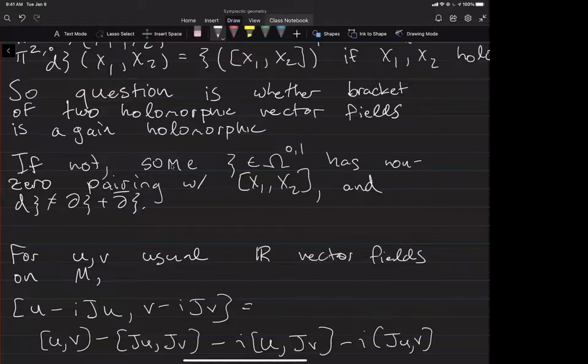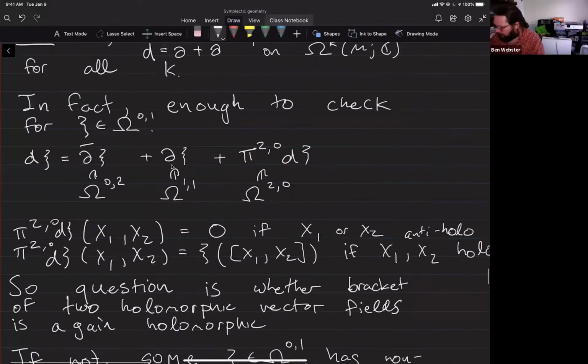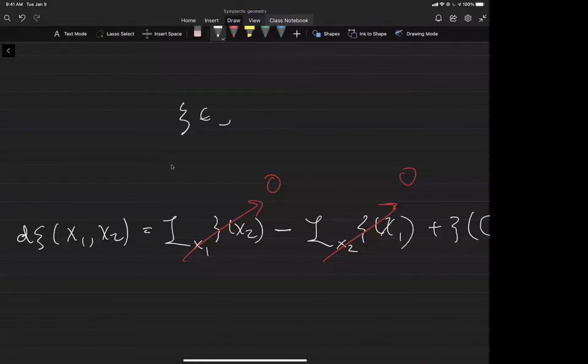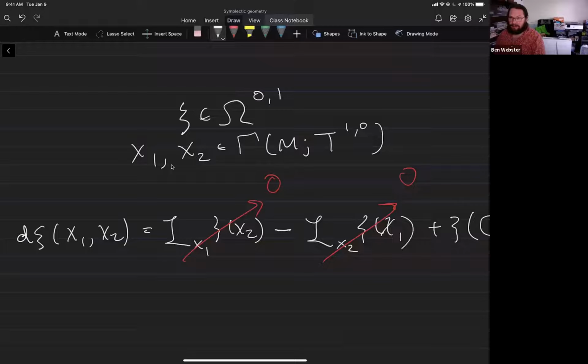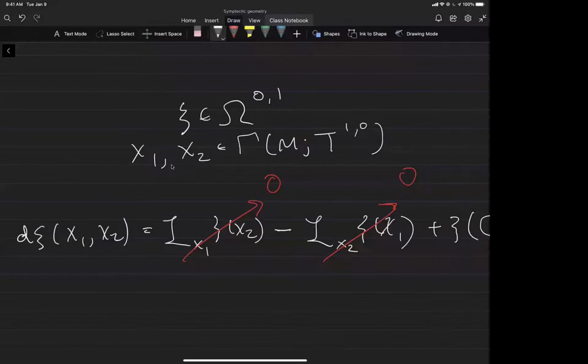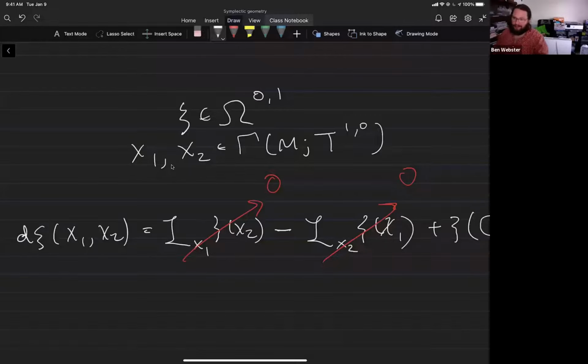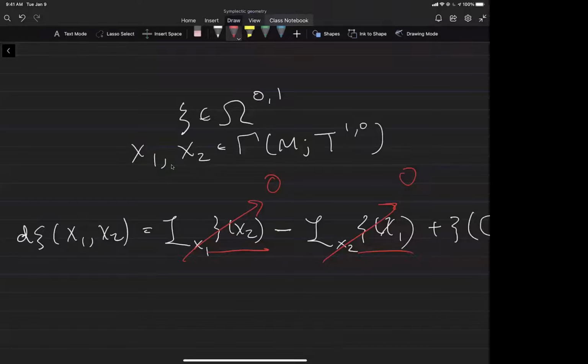Can you say again why those terms are zero, those Lie derivative terms? Oh yeah, because Xi is a 0-1 form, and x1 and x2 have to be holomorphic, sections of T^{1,0}. So essentially the definition of a 0-1 form is that it has trivial evaluation against every 1-0 vector field, every holomorphic vector field. So by the definition of either a 0-1 form or holomorphic vector field, this function that I'm differentiating is already 0. So I'm certainly not going to get something non-zero by differentiating. Thanks. Mm-hmm.